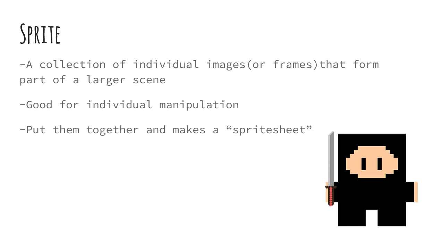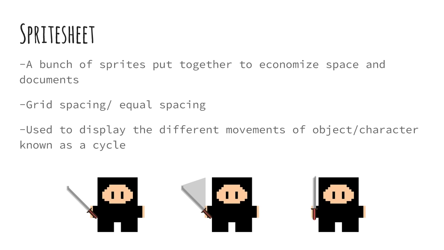So a sprite, like I said, is one of these small images or frames that form part of a larger scene. And the great thing about individual sprites is that you can easily manipulate each one, which is what we want to create that movement. And once we put them all together, it essentially makes that sprite sheet. So a sprite sheet is just all these images put together to represent what that movement is going to be like.